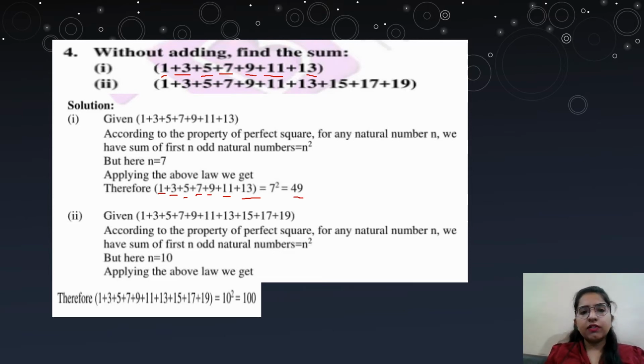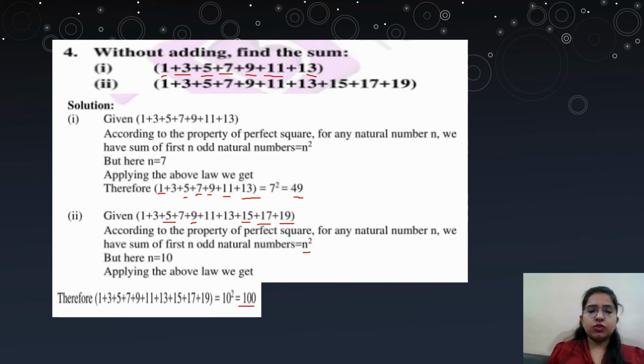Next is without adding, find the sum. The numbers we have to count. How many numbers are there? 1, 2, 3, 4, 5, 6, 7, 8, 9, 10. So you know the property: for any natural number n, the sum of the first n odd natural numbers is n square. N square means 10 square. 10 square is 100. Answer. Clear? It's too simple. Any doubt?